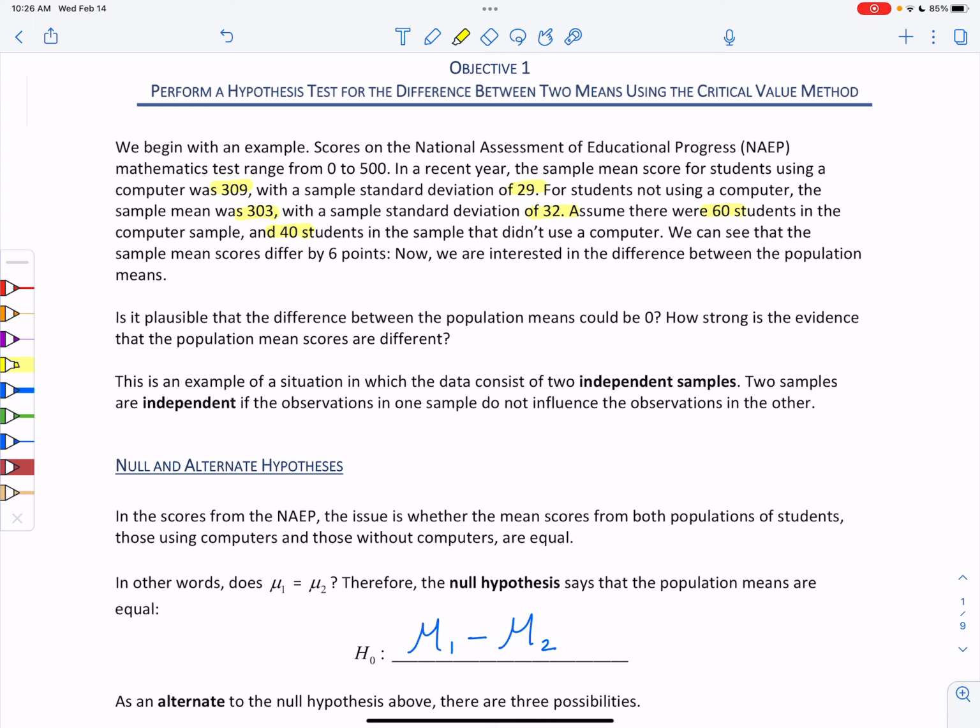Now, we can easily look at the sample data and see that there is a difference between the sample means of 6, 309 to 303, but this is just for those samples. We want to know, is there a significant difference between what happens in the population? So if we were to look at all students, not just these two samples, would we see a significant difference? All right, now, just like we did in Chapter 10, we're going to start with independent samples. So notice these are two separate groups that we are comparing.